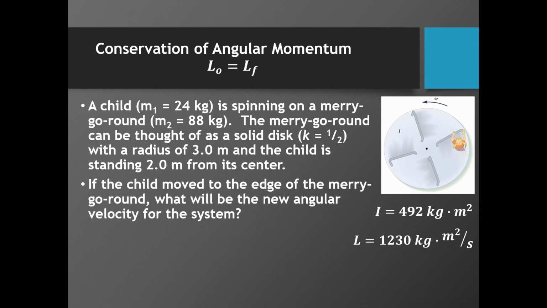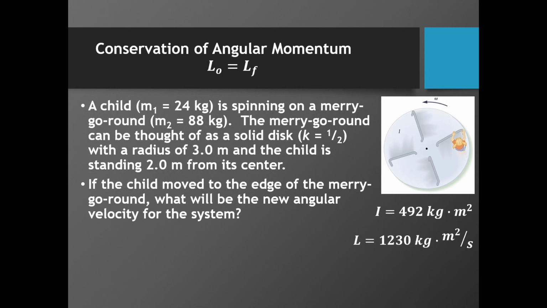So in this part, we say, well, what if the child moves? The radius of the merry-go-round is 3 meters, but the child is standing 2 meters from the center. So what if the child goes to the edge? Well, think about what happens to the moment of inertia. If the child goes to the edge, they're increasing their radius, which means they are increasing their moment of inertia.